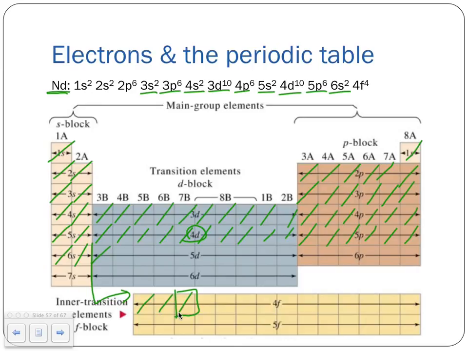It's going to end up being 4f4 to make it work out right. So the fact that it actually goes into one of the D beforehand is a little bit of an exception to our normal Aufbau rule, but it's not one that we're going to really focus on for right now.